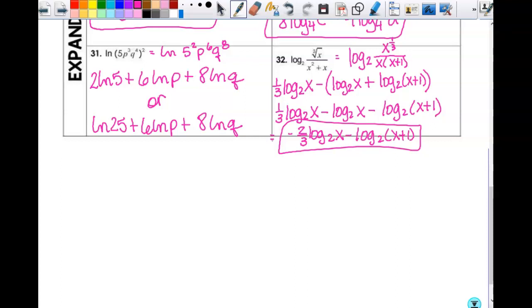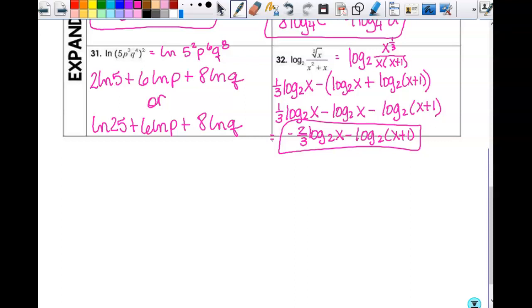You are expanding, but we're still combining like terms. That was the first time we can combine like terms. To expand, you don't just space out everything you possibly can. Okay, we good? What questions do you have?